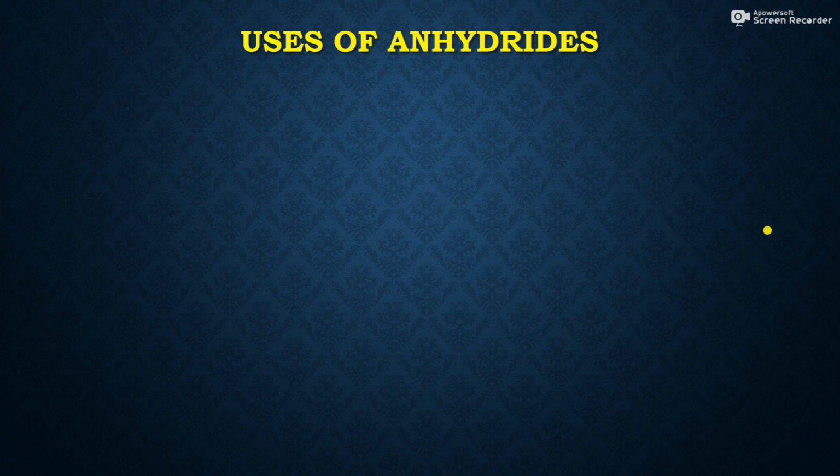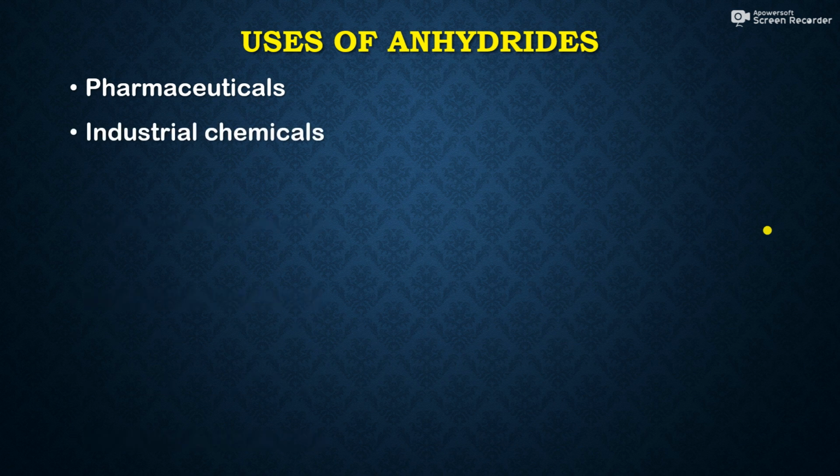Where are these anhydrides used? So friends, these anhydrides are very useful in different sectors. First sector is pharmaceutical industries. Anhydrides are used as pharmaceutical agents, starting material for producing different types of drugs. Second, industrial chemicals. It is used as starting material in production of various types of organic compounds. Acetic anhydride is used as an ingredient of explosives.